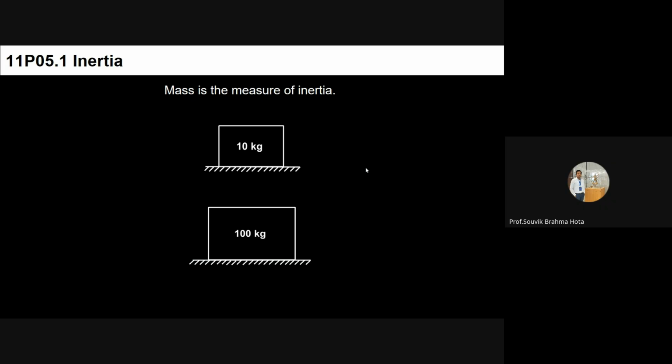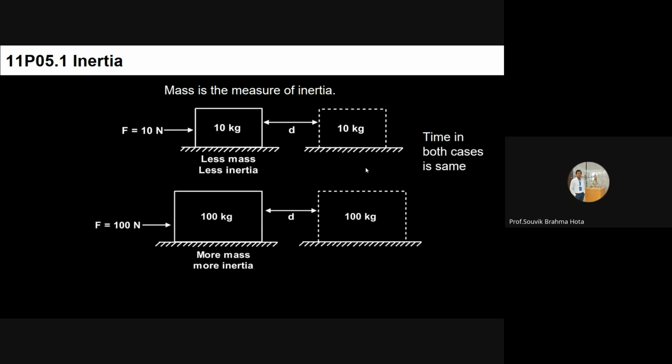Now see, mass is the measure of inertia. Like, 10 kg mass is there, 100 kg mass is there. Which one has more inertia? 100 kg, due to the more mass. So mass is the measure of inertia.